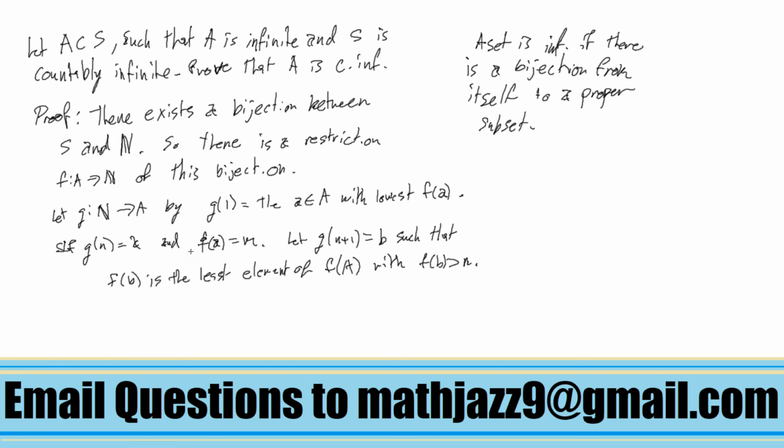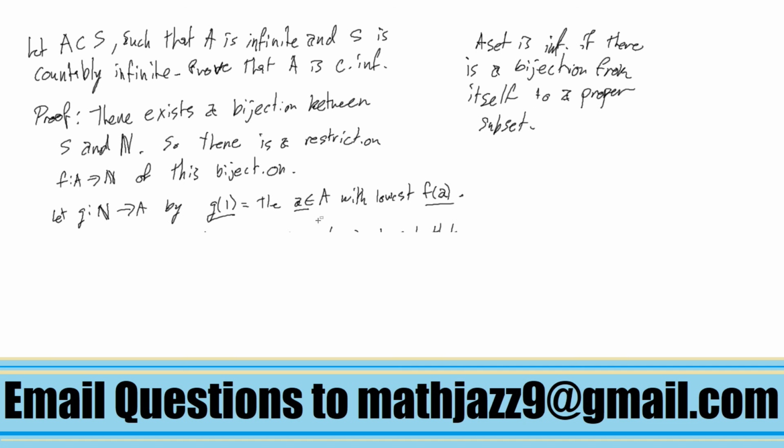So basically what we're going to do is that the first, G1, is just going to be the A that has the lowest f value. And then for every one we've defined, we'll define the next one by taking the next lowest f value. That's probably a shorter way of writing it. Let's try writing it that way. Okay.